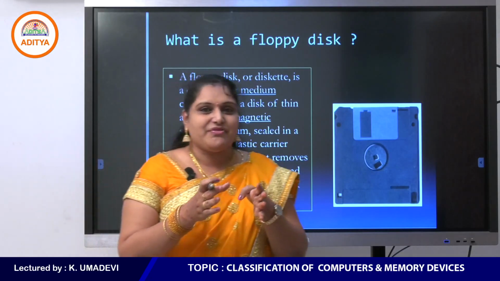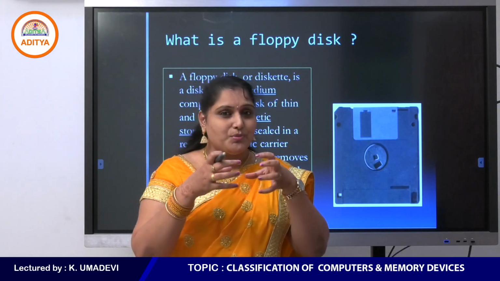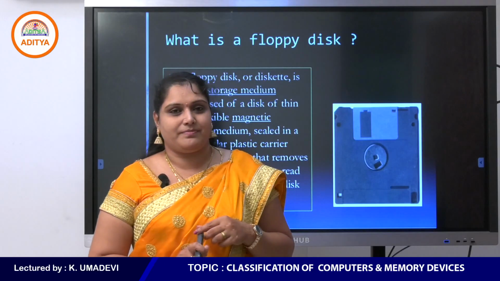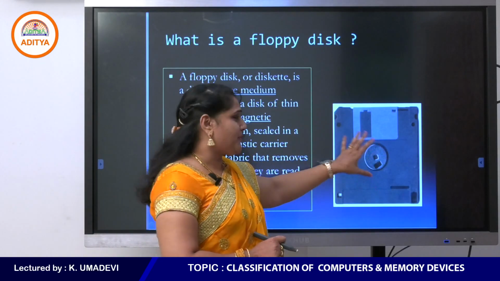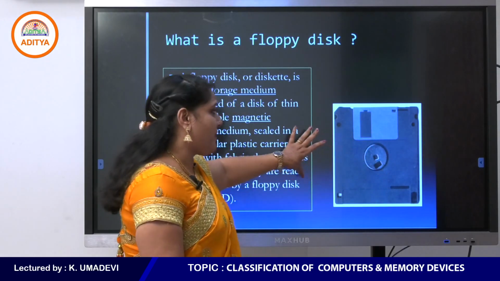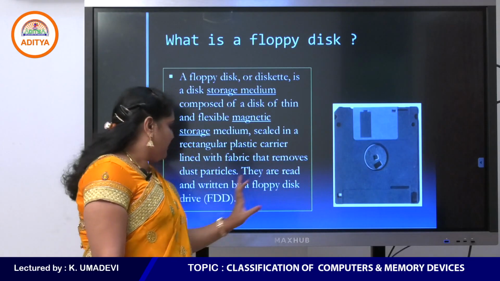See, in the previous days we used floppy disks for permanent storage. That means a floppy disk is used to move data from one system to another system, like pen drives. But the drawback is it has less storage capacity, that means up to 1.4 MB or 1.44 MB. So that is the drawback of the floppy disk. This is the picture of a floppy disk.